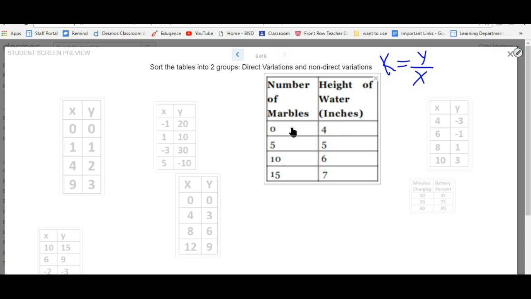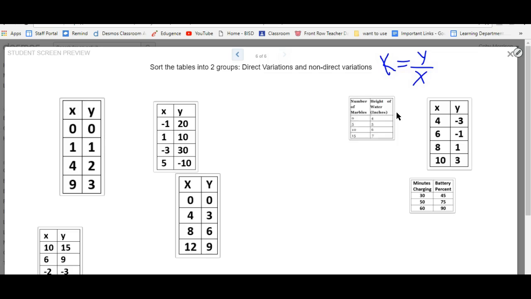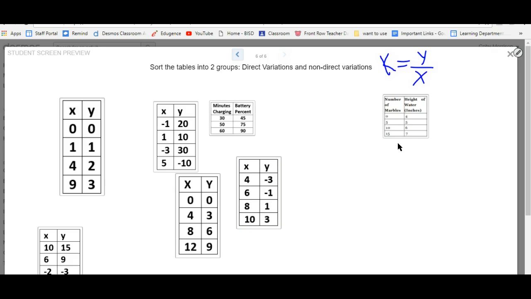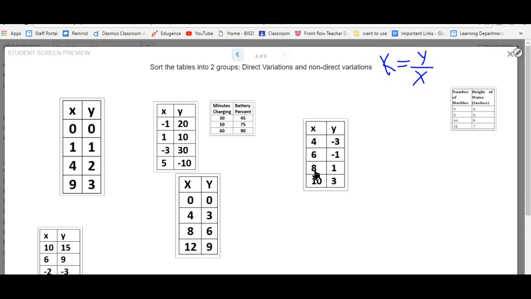0, 4, that is not the origin. That's going to be up 4. So that is not a direct variation. It's going to go on the right. Whoop, I did not mean to match those up. So, not a direct variation, goes way over here. I have this one right here. Let's look at y over x. I'm going to avoid all these negatives for now and look at 1 over 8 and 3 over 10. Those are not the same. 1 over 8 comes out to be a small decimal, 0.125. 3 over 10 is not 0.125, not a direct variation.